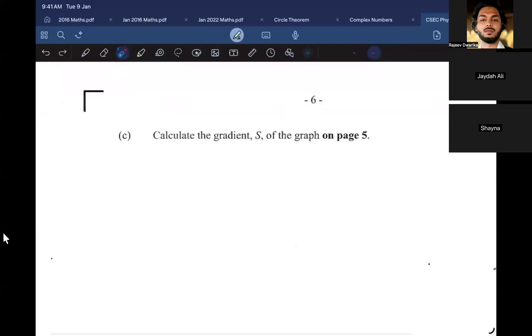So we want to calculate the gradient of the graph. To find the gradient, how many points do you need, Jada? From yesterday's session, do you remember how many points you need to find a gradient? 2. You need 2 points.